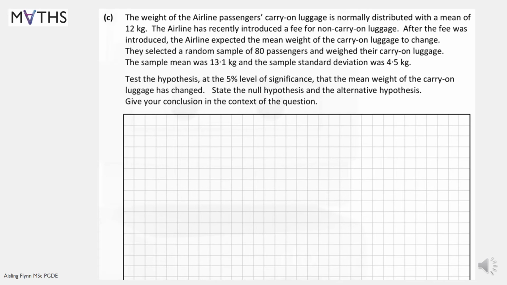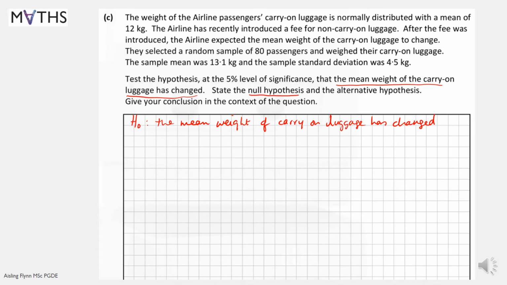So lots to read there. We'll take it piece by piece. Okay, so it's a hypothesis testing question. First thing to do is to decide what's the hypothesis to be tested, the null hypothesis, and we're told exactly what to test, that the mean weight of the carry-on luggage has changed. So that's H0 straight from the question: the mean weight of carry-on luggage has changed.